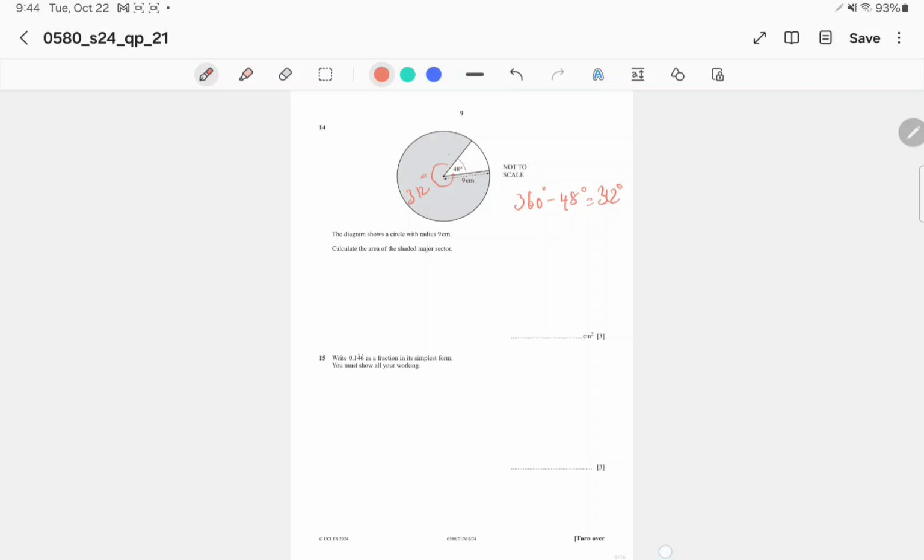So the area formula for the shaded region is theta by 360 into pi r square. So it is 312, we calculated the angle, by 360 into pi into r, they have given it is 9 square. So your answer is 220.539 or 220.5 centimeter square.